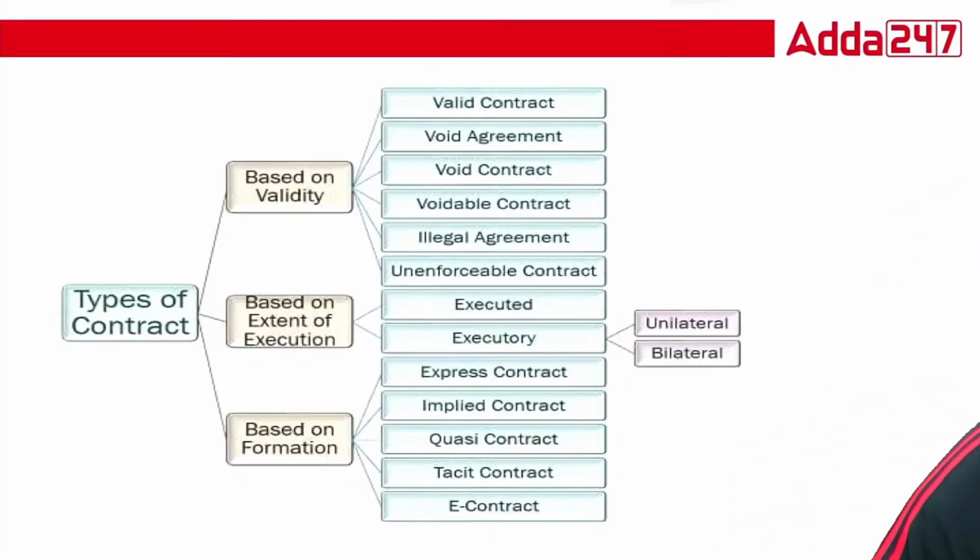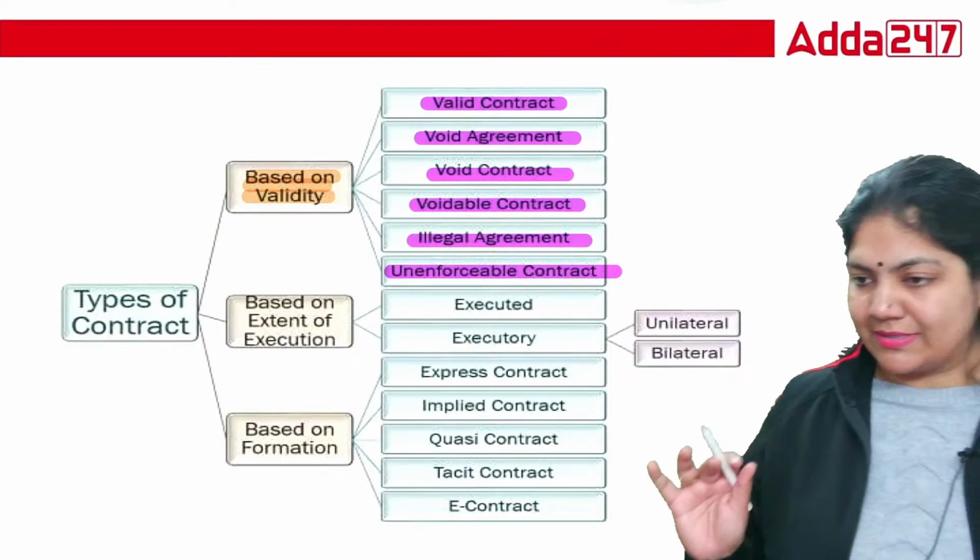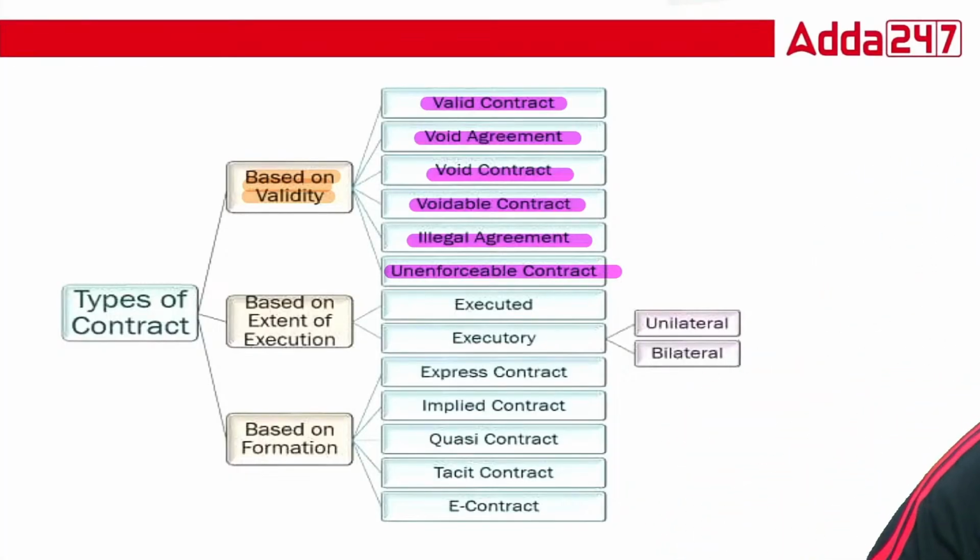So, on the basis of validity, there are valid contract, void agreement, void contract, voidable contract, illegal agreement, unenforceable contract. Done. Now, based on extent of execution, we have executed and executory, and that is divided into unilateral and bilateral. I will tell you the things, okay? Then class, based on formation, we have express contract, implied contract, quasi contract, tacit contract, e-contract.